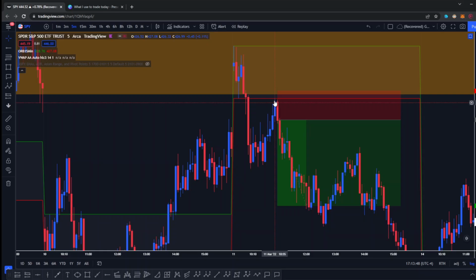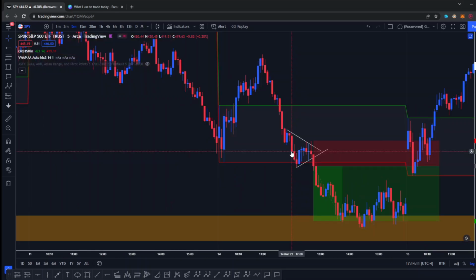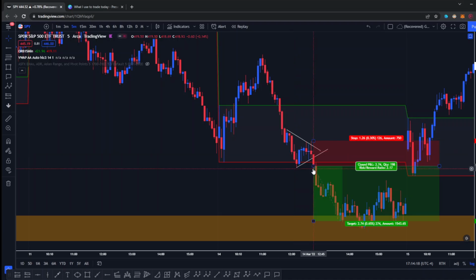And then here's another example where we're utilizing price patterns. This is just an example of a wedge that we have formed on the lower ORB. You see we get a close on the 5-minute. This was also a 15-minute close. This was 12:45, as you can see right on the bottom there.